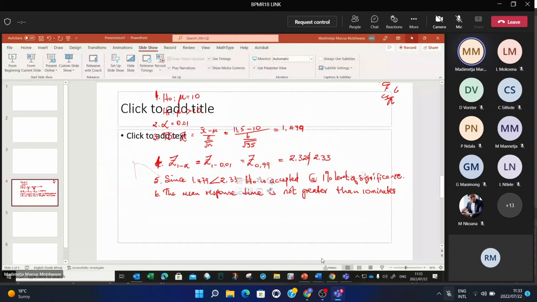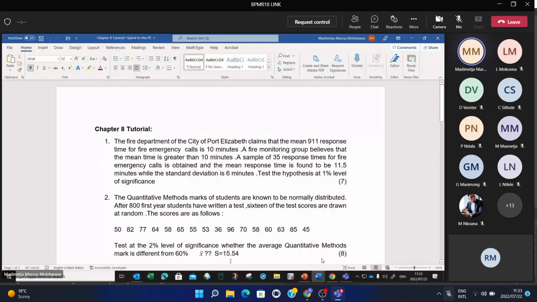Quantitative methods marks of students are known to be normally distributed. A sample of 15 first-year students who have taken the test, with 800 test scores, are drawn at random. Test whether the average quantitative methods mark is different from 60. Now, in a calculation you need the standard deviation and the mean. They are not given, so you're going to have to work out the X bar, but I've given you the standard deviation as 15.54. Use the 15.54 as a standard deviation.